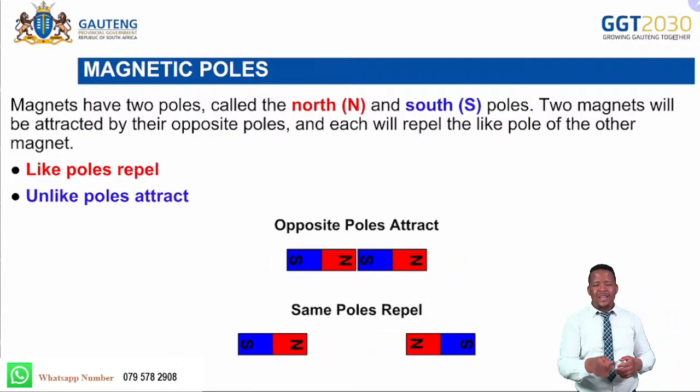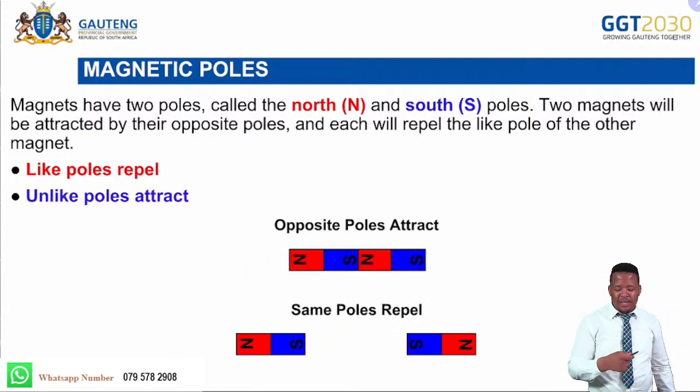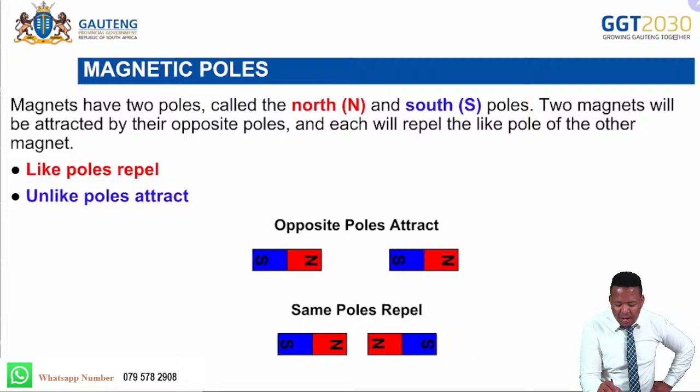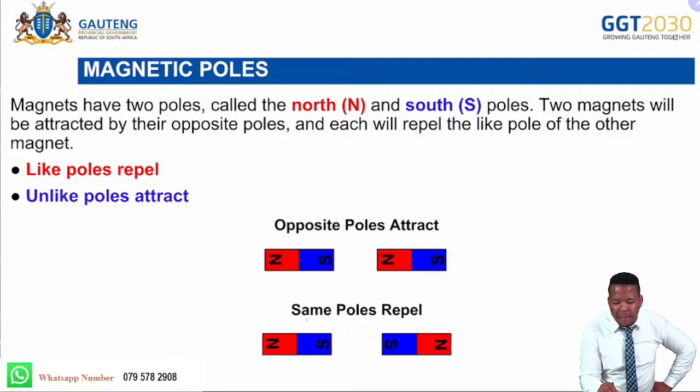Let's see, there it is. Opposite poles attract. Same poles repel. So pay attention here. Opposite, right? So we have north and south. They come together, you see? And then down there, same poles here.